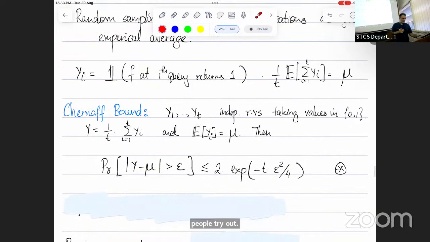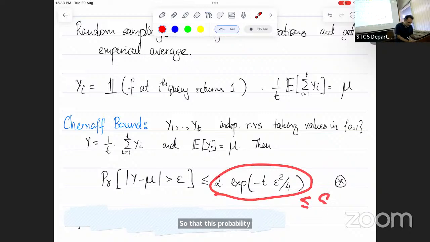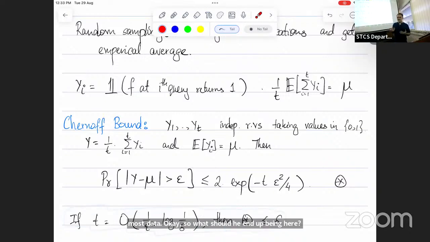But now, looking at the expression the Chernoff bound has, this immediately tells us what we should choose t to be so that this probability is at most delta. Okay, so what should t end up being here? It's easy to convince you. Just look at this expression and you basically know that you need t to be about 1 over epsilon squared times log 1 over delta. Okay, once you choose this, the error probability turns out to be at most delta.